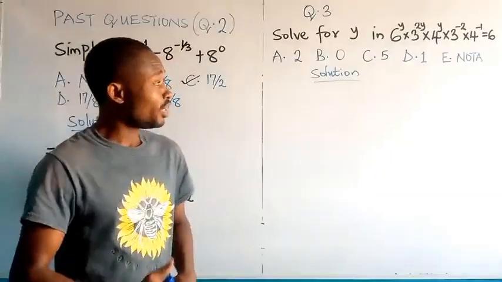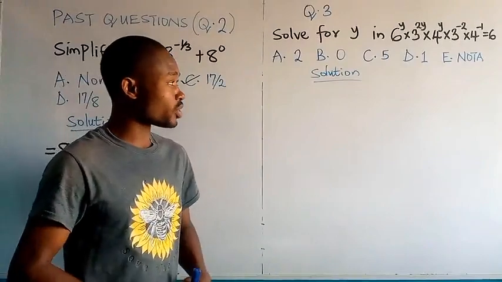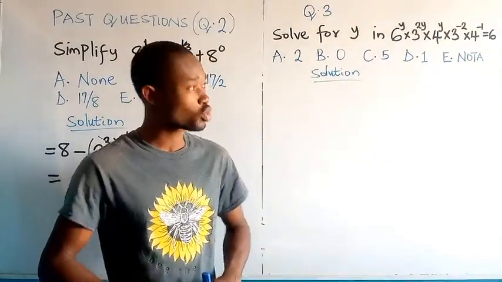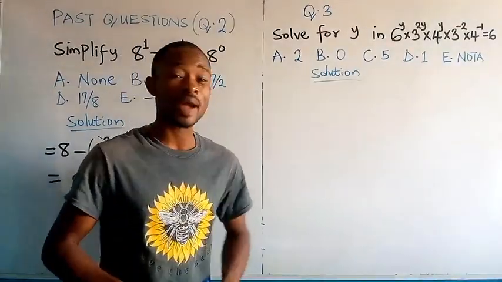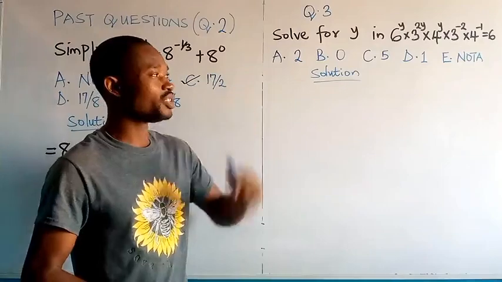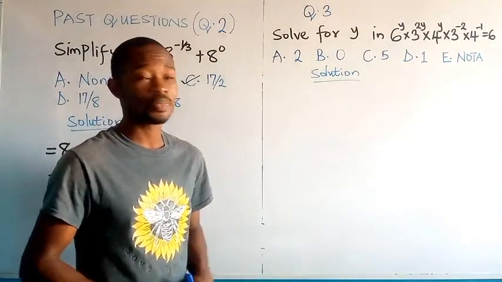Solve for y in 6 to the power of y times 3 to the power of 2y times 4 to the power of y times 3 to the power of minus 2 times 4 to the power of minus 1 equal to 6. So we have to solve for y in this indicial equation. Once again, it's a simple one.